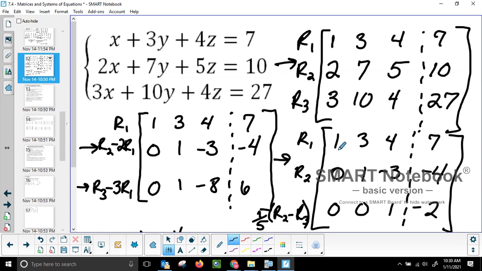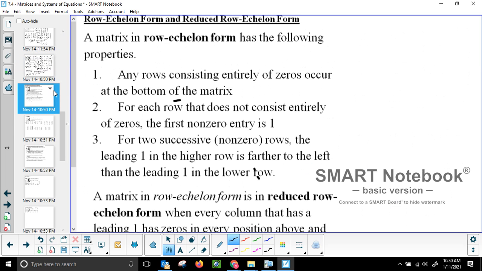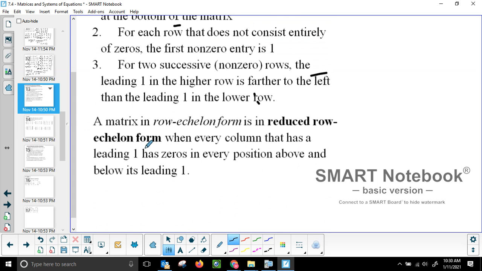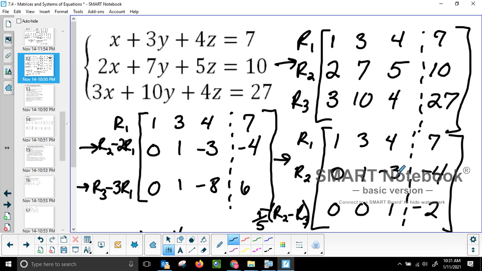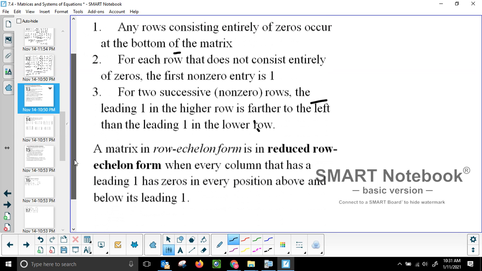So if we look at this back here, whenever we have non-zero rows, the higher row, the one needs to be further to the left. So this one is further to the left than this one, and this one is further to the left than this one. Then it also goes a little bit further here. A matrix in row echelon form is in reduced row echelon form when every column that has a leading 1 has zeros in every position above and below its leading 1. So in order to be in reduced row echelon form, this would have to be a 0, and these two would have to be zeros. Over here, you're allowed to have other numbers. But that actually makes our solutions really easy, so we'll talk about that a little bit more.